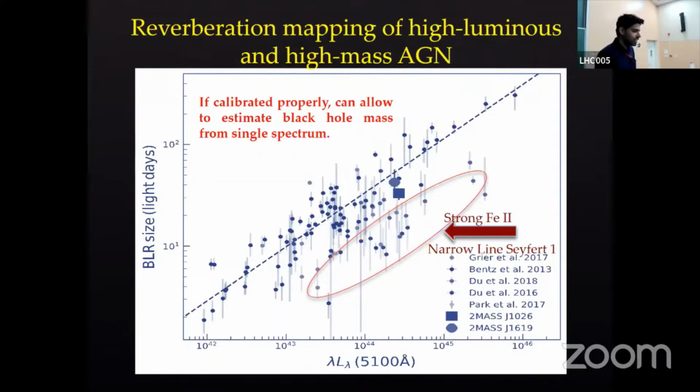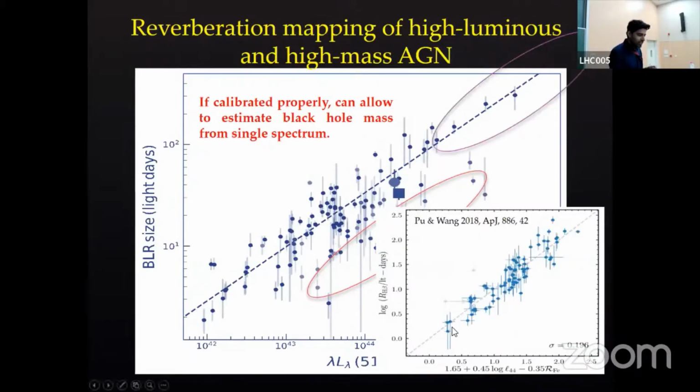What they did: if we want to use this relation for all AGNs, we need a properly calibrated size luminosity relation. They found that this relation does not only depend on the BLR size and the luminosity, but it also depends on the Fe II strength of the iron emission lines. Now, instead of only continuum luminosity, you also use the Fe II strength. Now again the scatter is reduced to 0.196, so it's much lower.